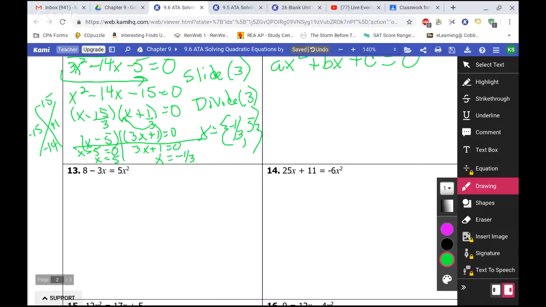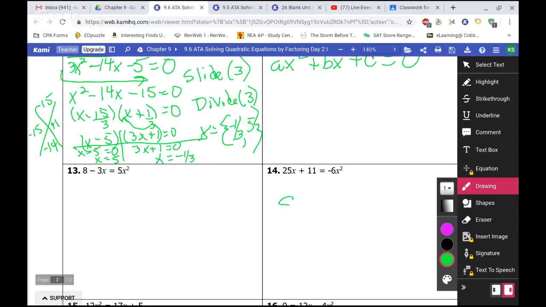Oh, number 13, it's a train wreck. It's a mess. It is not in standard form at all. So help me out. Tell me what I'm going to do. Do you slide and divide? I've got to get it in standard form before I can factor. It has to be in standard form first.